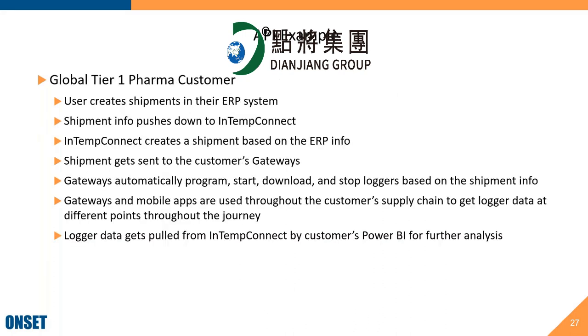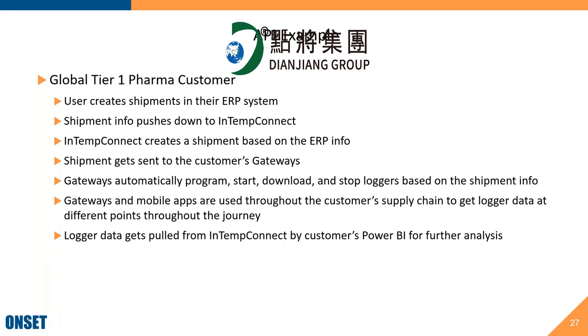Great example of this is we currently work with a global tier 1 pharmaceutical customer. They actually create all of their shipments in their own ERP system. That information for the shipment then gets pushed down to our Intent Connect system, and then Intent Connect automatically creates a shipment based off of the information sent by their ERP platform. The Intent Connect shipment then gets sent down to the gateways, and then as soon as the loggers come into range of that gateway, the gateway knows exactly what to do with them.